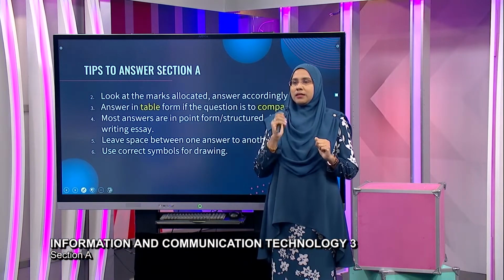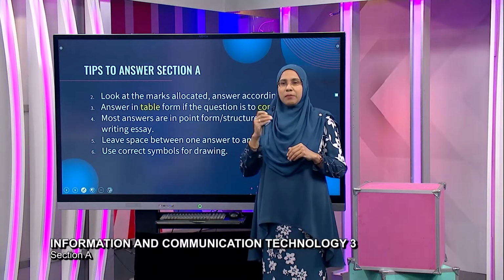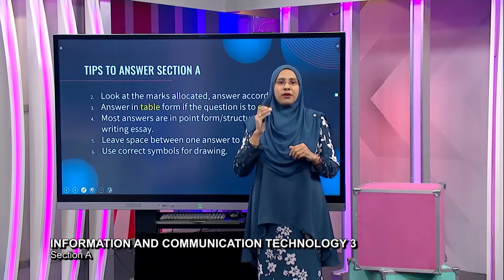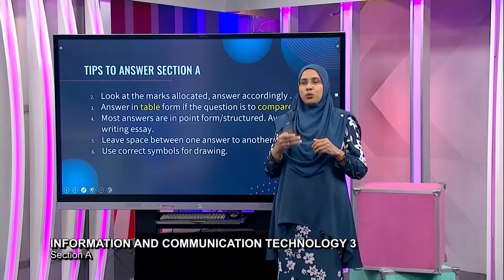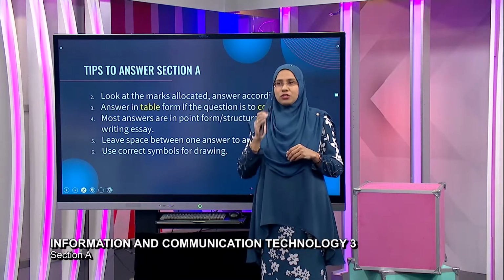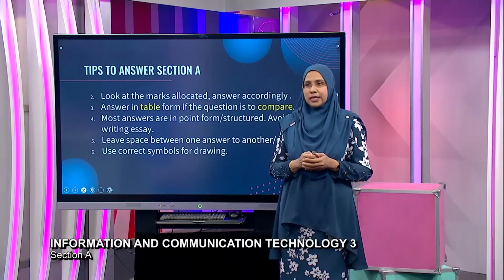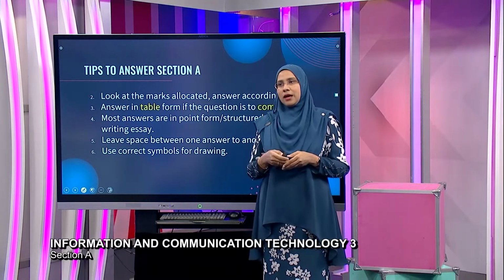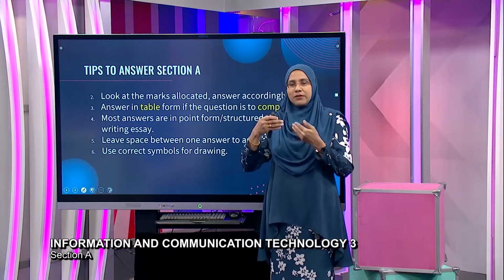And then tip number 4: most answers are in point form. Remember, the ICT paper is only 1 hour and 30 minutes, so don't waste your time. Write in point form or a structured type of answer. Avoid writing in essay form.